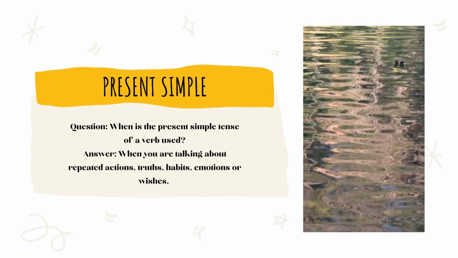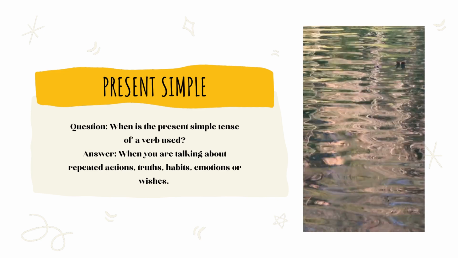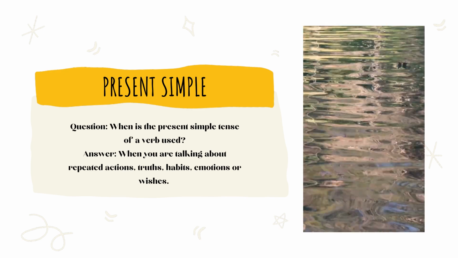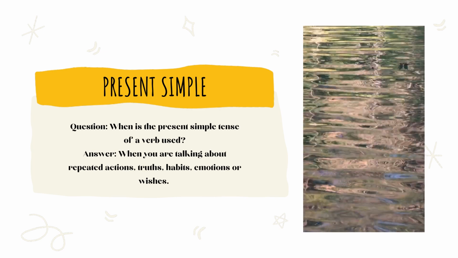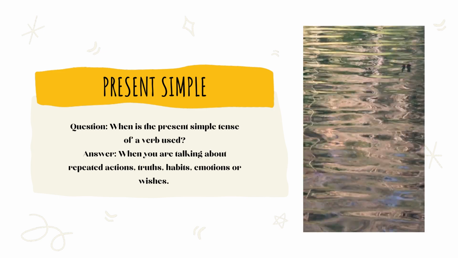So present simple. When is the present simple tense used? It's used when you are talking about repeated actions, truths, habits, emotions, and wishes. Let's look at some examples.